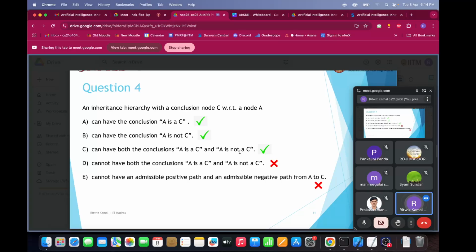And by default, if option C is correct, options D and E both become incorrect, or actually option D becomes incorrect. And for option E, actually we don't have enough information to say whether it can have or cannot have an admissible positive path or an admissible negative path. So we will go ahead and say that it is incorrect. So the correct options are A, B and C.